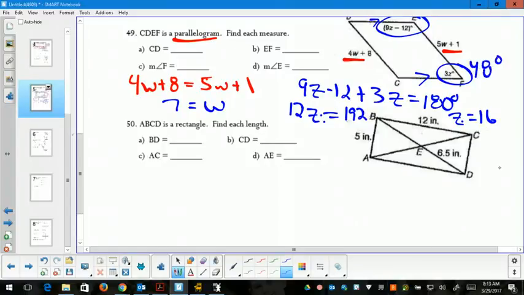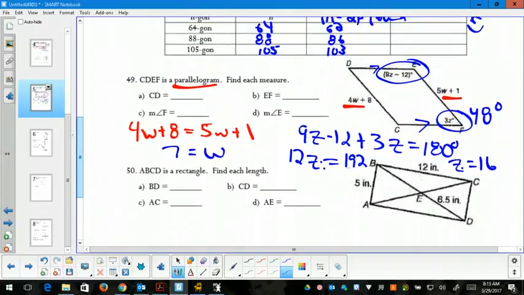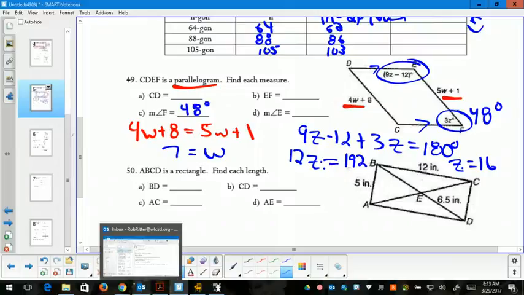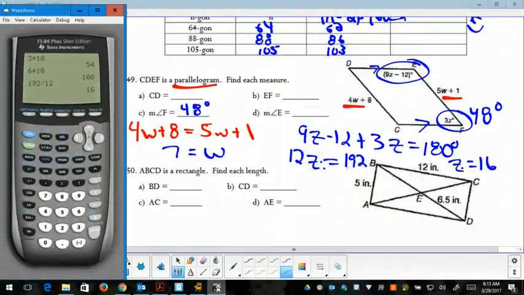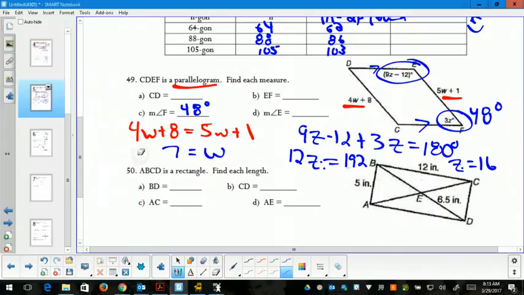Well, that's going to be the same measure. Measure angle F is what they asked for. But I could have just as easily asked for angle D because they're supposed to be the same. Oops, that's supposed to be a degree symbol. Measure angle E would be 9 times 16 minus 12, which is 132. But I could have just as easily asked for angle C because opposite angles are congruent.